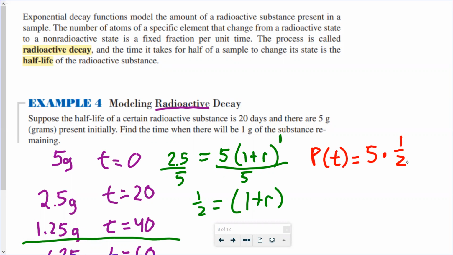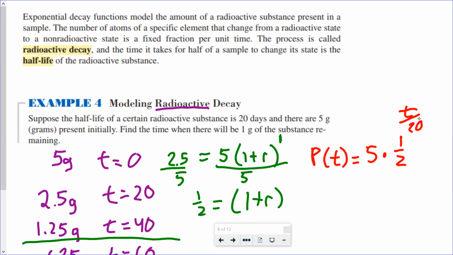Now, the one other tricky thing here is we don't want to measure our time in days. We want to measure our time in terms of its half-life, which is 20 days. So we're going to take our time and divide it by 20. And the reason is because we want basically one of these units of time to be a half-life.